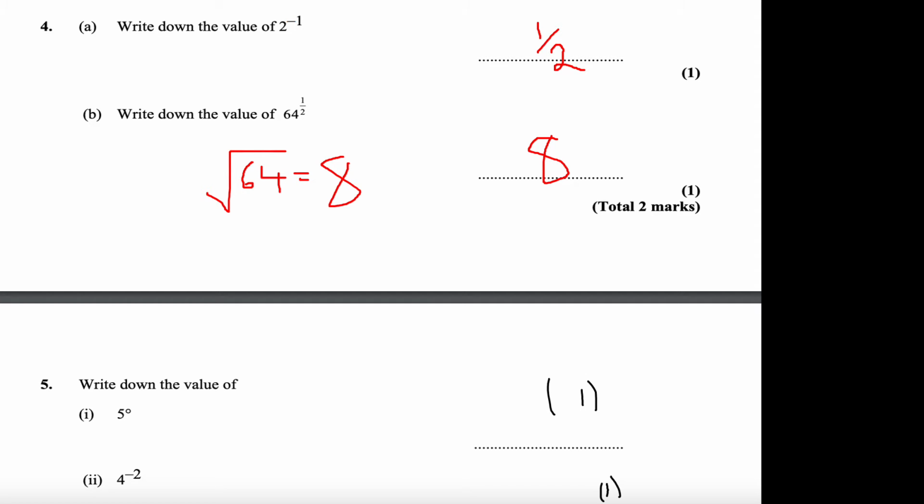Question number 5, write down the value of 5 to the 0. Well, anything to the power of 0, guys, is always 1. Part ii, 4 to the negative 2, so that's going to be 1 over 4 squared. 4 squared is 4 times 4, so it's 1 over 16. So the answer to 4 to the negative 2 is 1 over 16, guys.